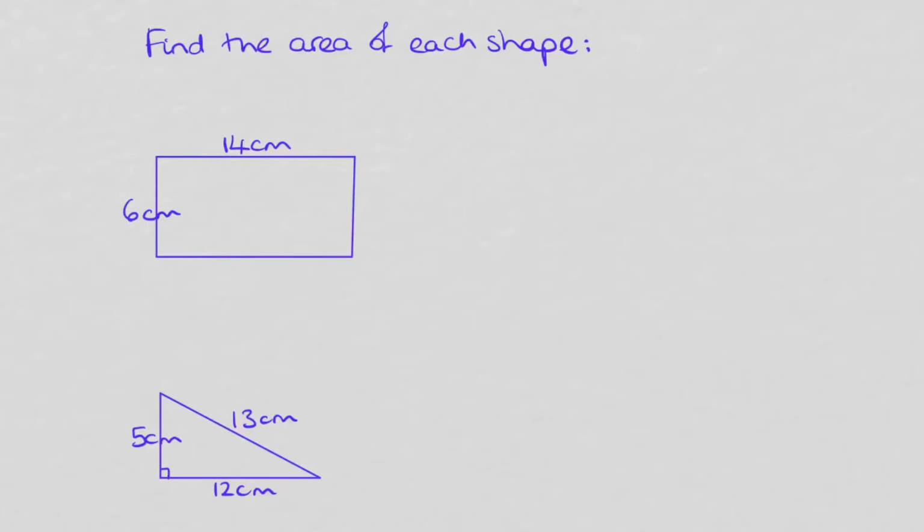So the first one, area of a rectangle, because we're finding the area of each shape. So A equals, remember rectangle, L times B, 14 times 6, and you can work that out at the side if you like, or you can do it in your head. 10 6s are 60, 4 6s are 24, so that makes 84. And remember square units for your answer.